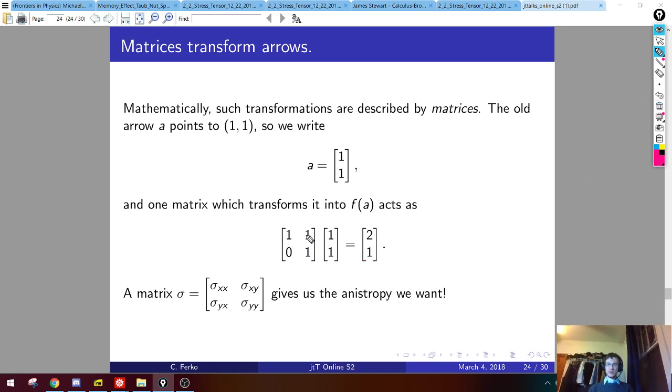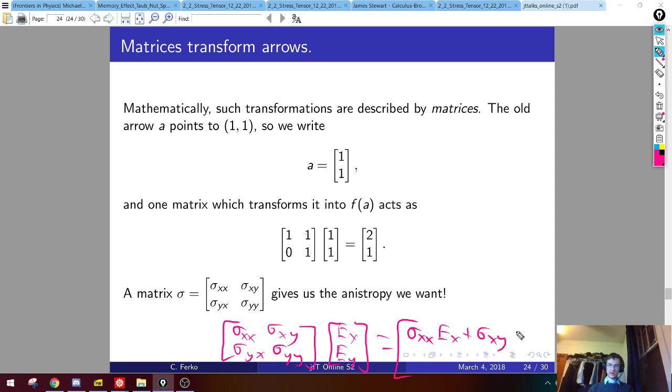Okay, so that's fine. You can imagine putting different numbers in here, and then if you had, say, sigma xx, sigma xy, sigma yx, sigma yy, and you multiplied by some input electric field, say Ex, Ey, using those rules, you can get basically an arrow which points in whatever direction you like. Sigma xx Ex plus sigma xy Ey, and so on. So this is what we need to achieve cloaking effectively, to be able to move these arrows in whichever direction we like.